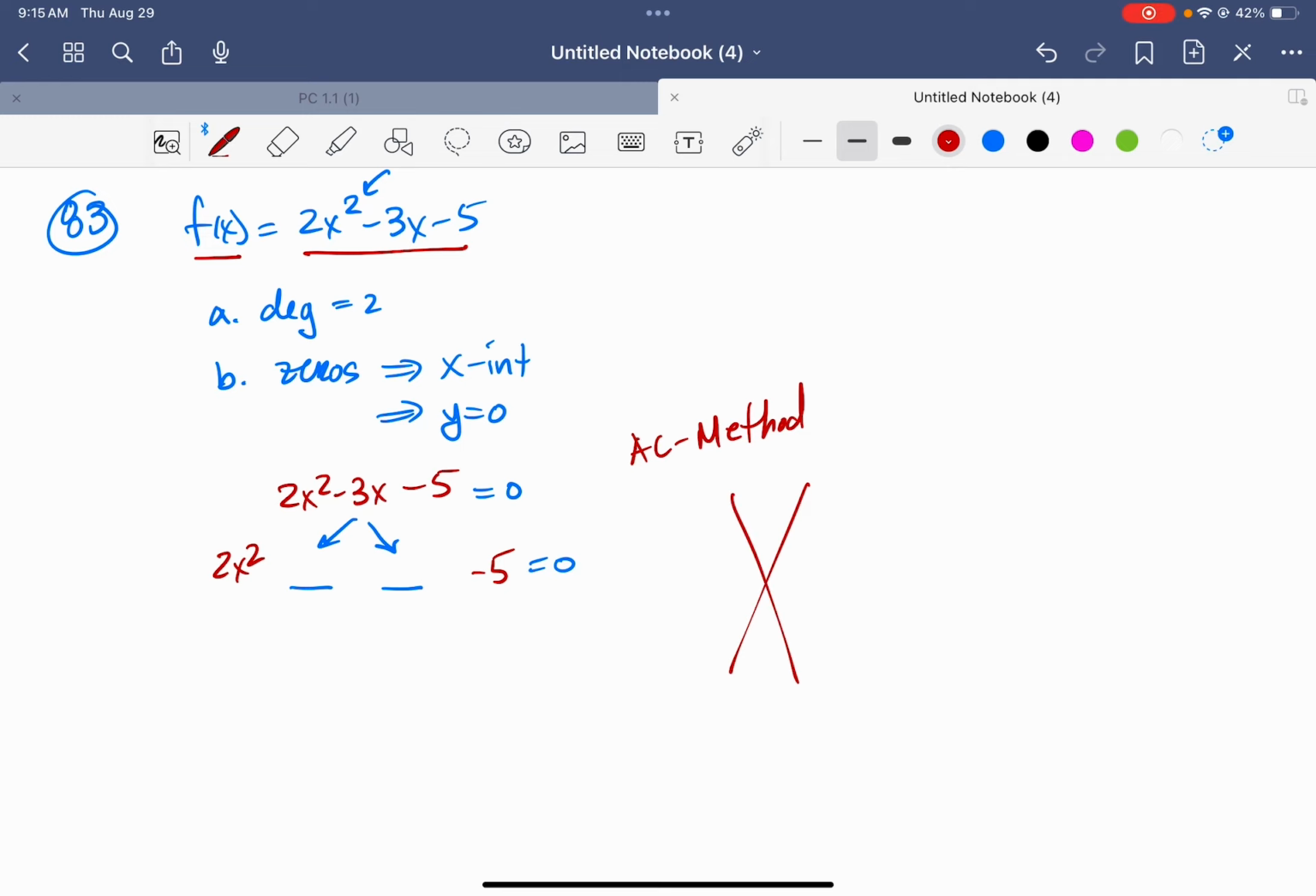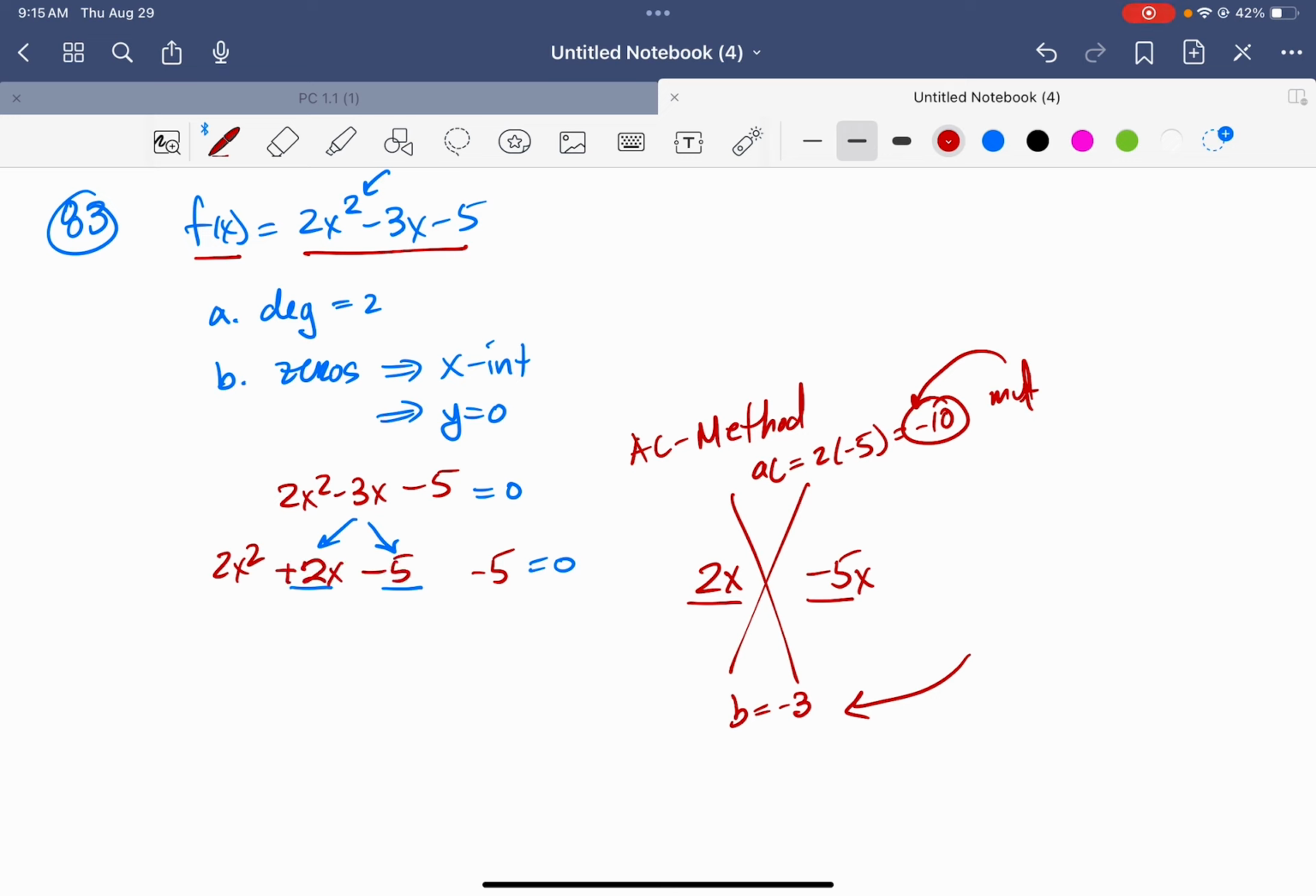So how are we going to bust up B? Well, I need 2 numbers. So A times C in this case is 2 times -5 or -10, and B in this case is -3. So I need 2 numbers that multiply together to get -10, but add together to get -3, and yes, you guessed it, that's -5 and 2. So those are the 2 numbers that will help us break up negative 3x. We're going to break up that negative 3x into 2x's and negative 5x's. So this breaks up into 2x's and negative 5x's.